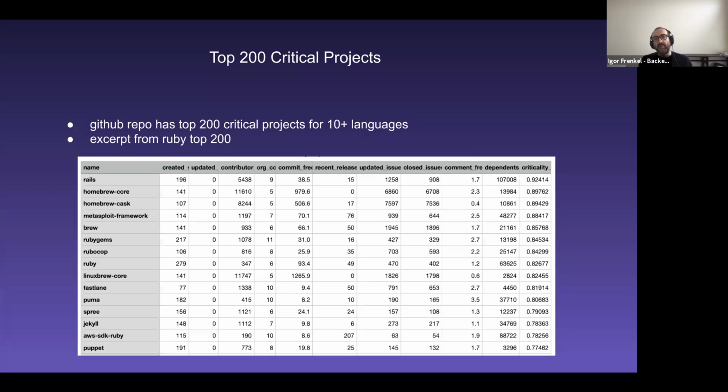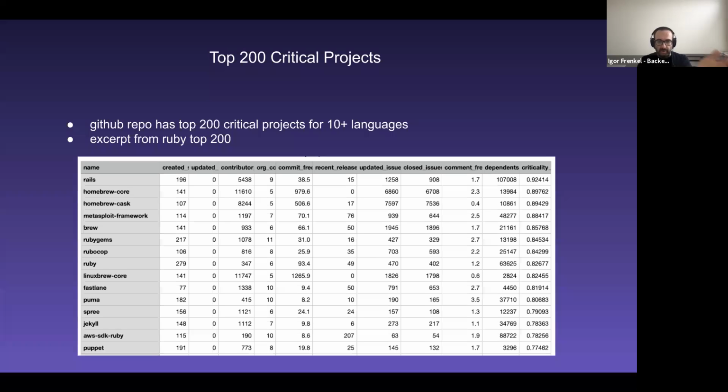This project has released the top 200 critical projects for about 10 or so frameworks and languages, and a bunch of the modern ones are in it. Here's a Ruby top 20, and you can see it's sorted by criticality score, which is the rightmost column. It shows the other parameters, which I squished a little bit, just to show how it rates.